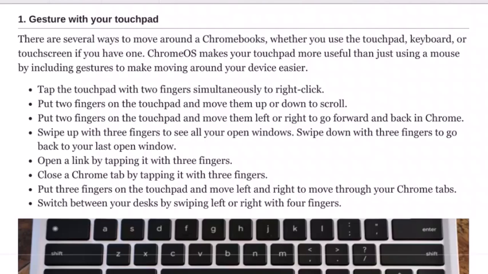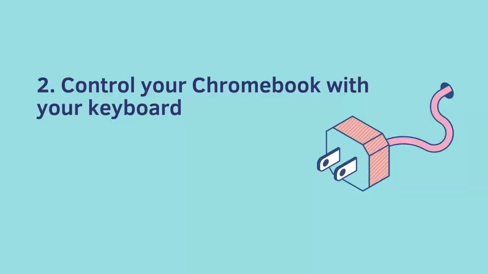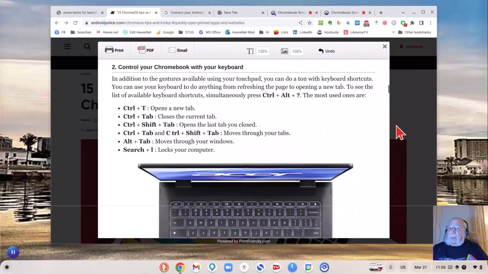And then finally in this list, and there's a lot more, switch between your desks if you use multiple desks by swiping left or right with four fingers. So by using your fingers, you can move around your screen easier than using the mouse just by using your touchpad. You can also control your Chromebook with your keyboard.